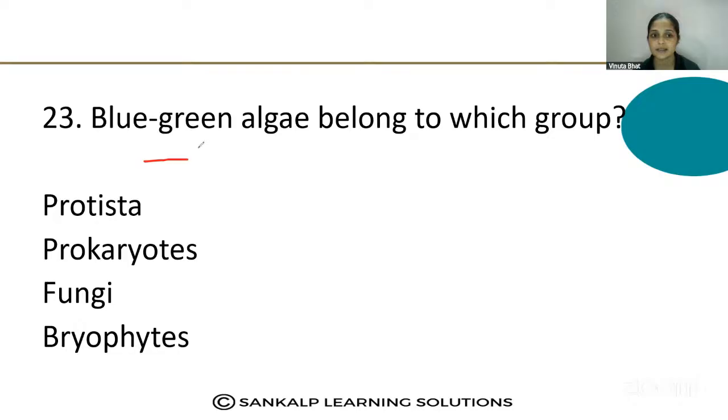Cyanobacteria means that is a prokaryote that belongs to the Monera kingdom, right? So fungi and bryophytes do not contain blue-green algae, and protista also do not contain the blue-green algae. So blue-green algae comes under the prokaryotes. That is the correct answer.